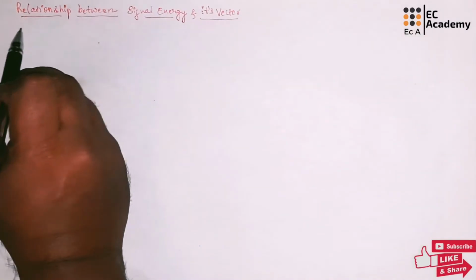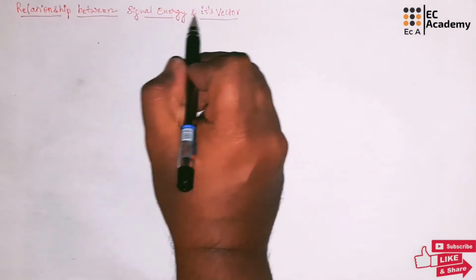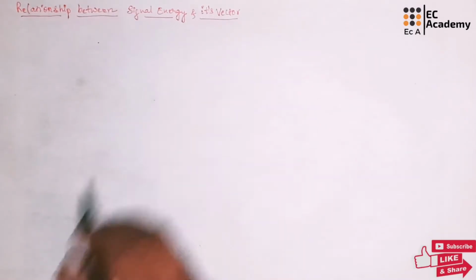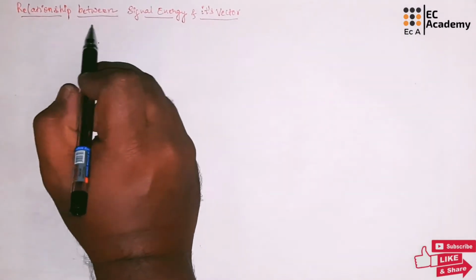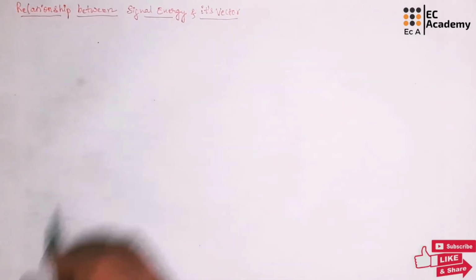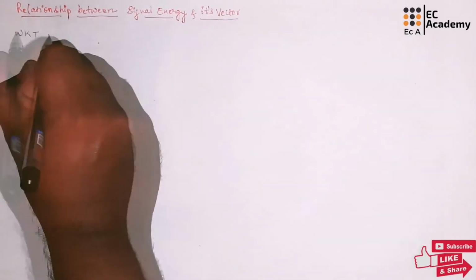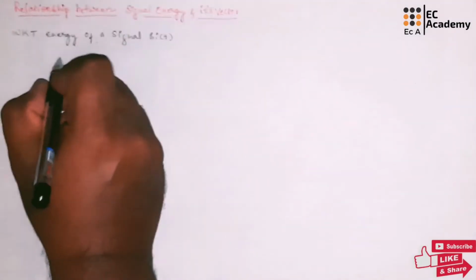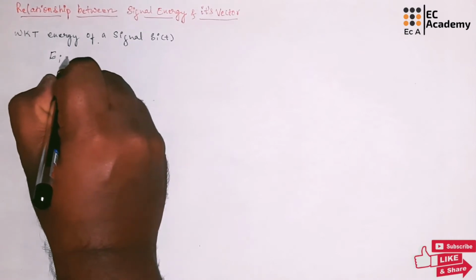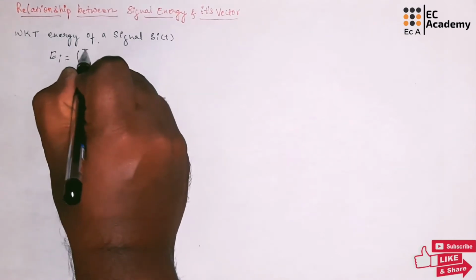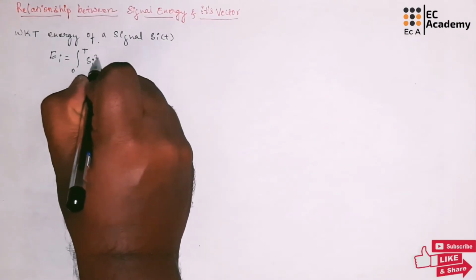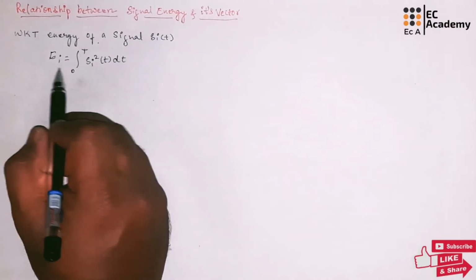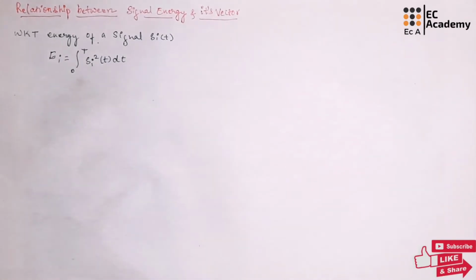In this lecture, let us understand the relationship between signal energy and its vector, and also let us discuss Euclidean distance. First, let us understand the relationship between signal energy and its vector. We know that energy of a signal Si of t can be given as Ei is equal to integration of 0 to T Si square of t dt. So this is how we can represent an energy of a signal Si of t.